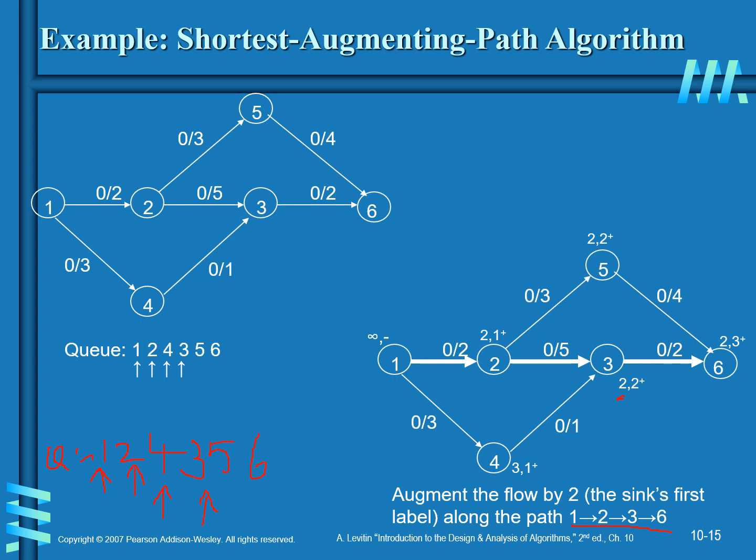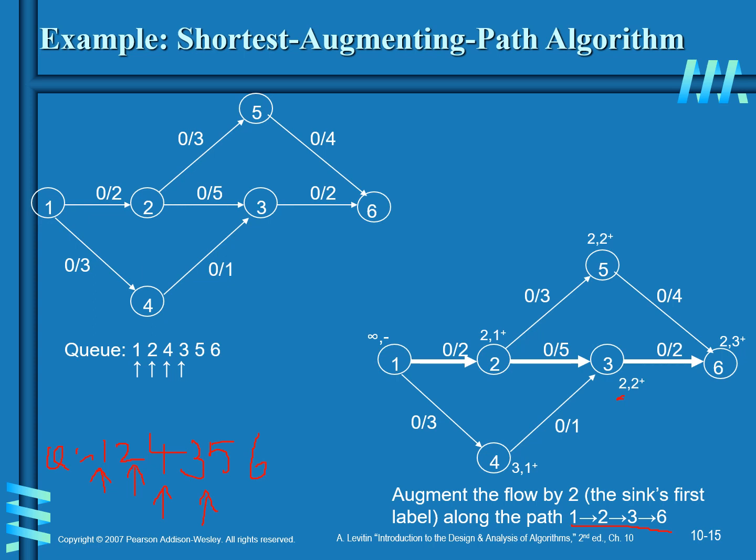Once you find out the augmenting path, you have to adjust the flow on that path. How to adjust the flow: again you have to come back by backtracking only. How much flow has to be increased? Always the sink's first label. So here the sink's first label is 2. That much flow has to be increased in case of a forward edge, and that much flow has to be decreased if it is a backward edge.